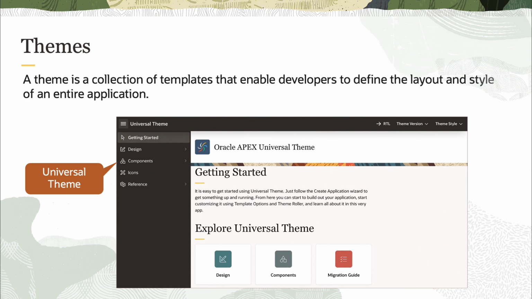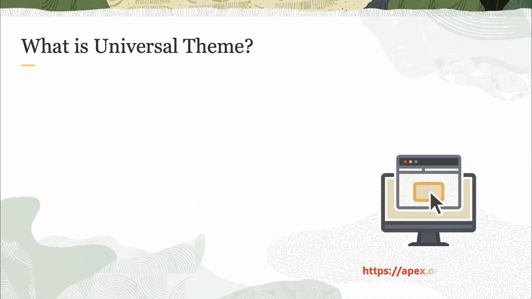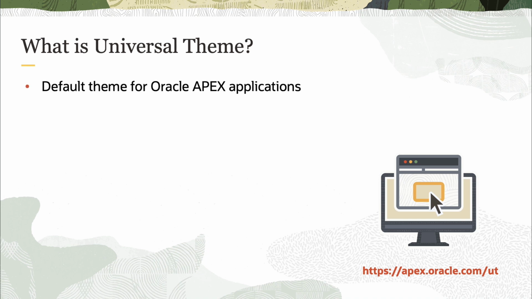A theme is what helps you define the look and feel of your application. A theme provides you with a set of templates that helps you define the layout and style of an entire application. Universal theme is one such theme that is available out of the box from Apex. When you create an application in Apex, that application by default uses universal theme.